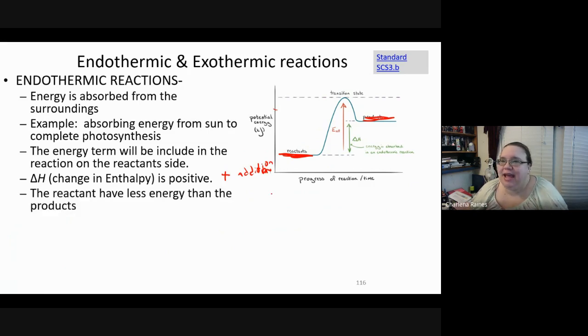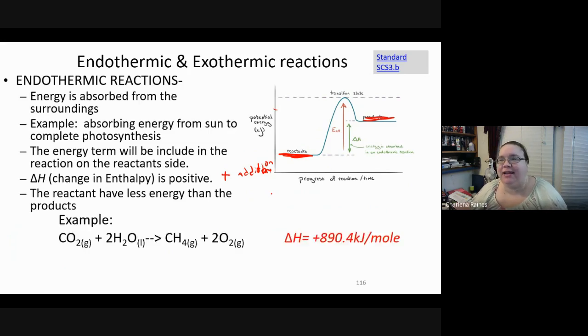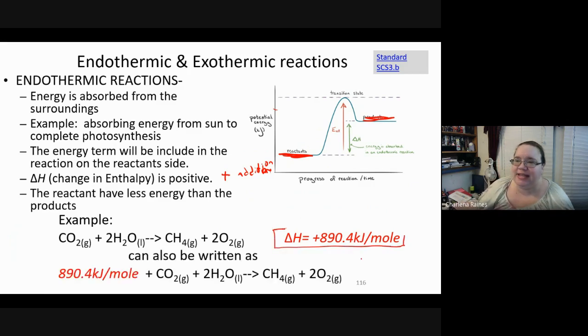Now, the main thing is that our reactants have less energy than the products. Products have more energy than the reactants because we've added that energy in. So as I said, you could see it in terms of the delta H value, or you can actually see it as a reactant. It is on the left side of the arrow. Doesn't matter where on the left side of the arrow, it is just showing on that reactant side, indicating that there was an input of energy.